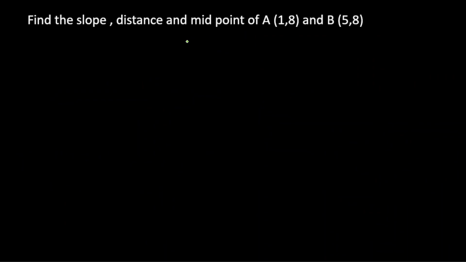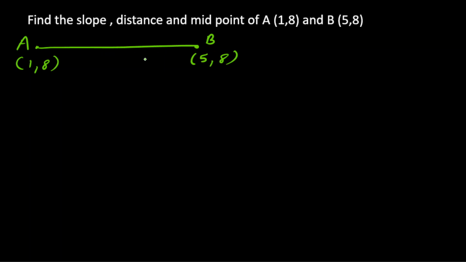Same question. We have to find slope, distance, and midpoint of the points A and B. So I'll draw line segment AB. A's coordinates are 1, 8. B's coordinates are 5, 8. Here we can see the y coordinate is the same for point A as well as point B. So let us see, if the y coordinate is the same, then what is the case?